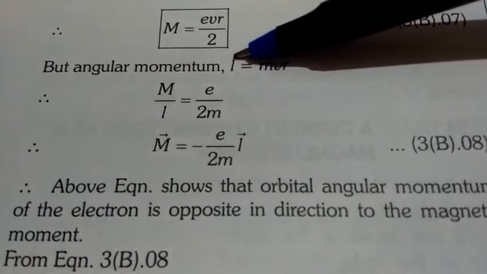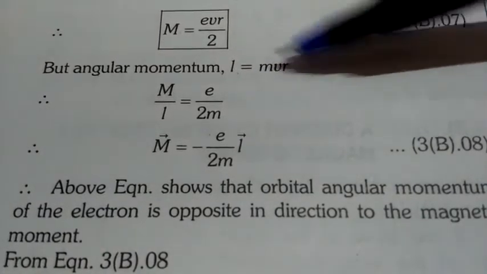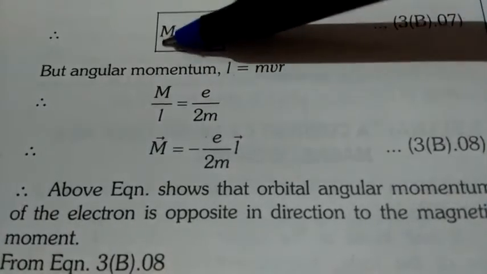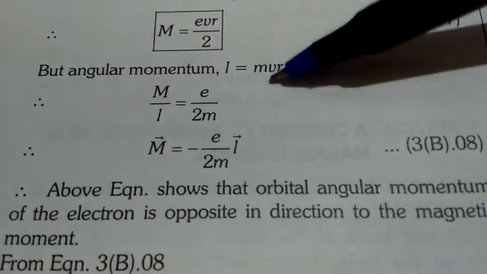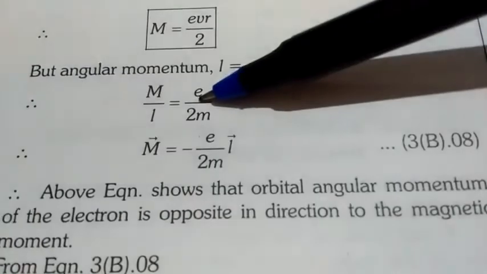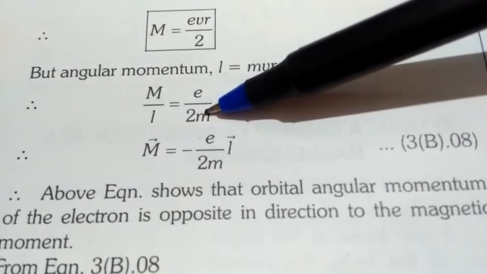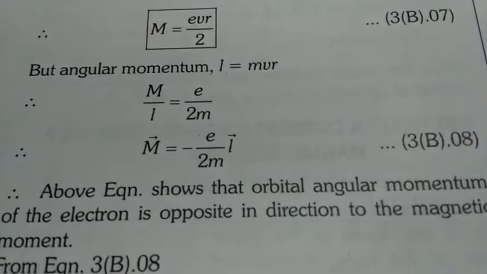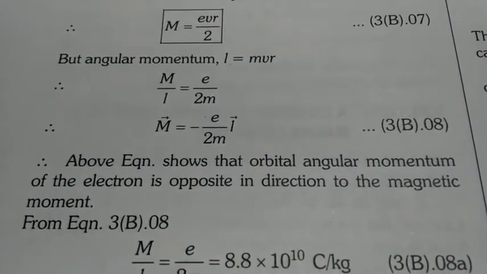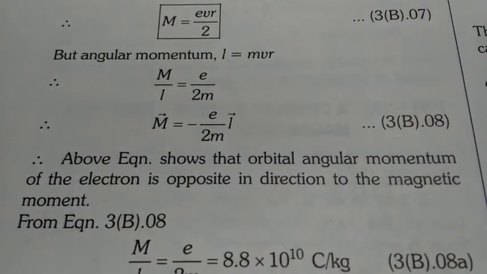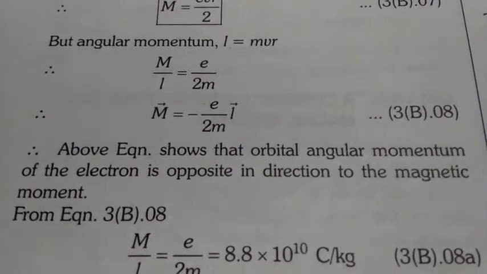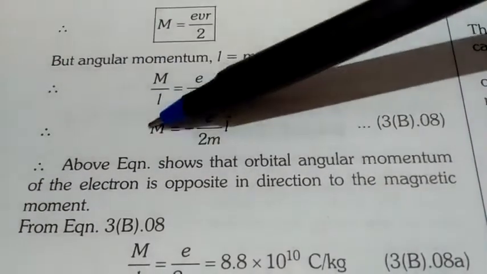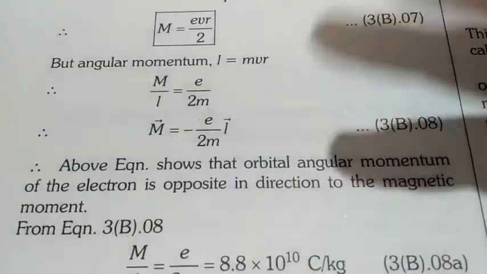Then we also know that the angular momentum L equals m v r. So M upon L equals e upon 2m. If we divide this side by L, this side will be divided by m v r. v and r get cancelled and we get this equation, e upon 2m. So M equals minus e upon 2m into L. The above equation shows that the orbital angular momentum of the electron is opposite in direction to the magnetic moment. You can see the minus sign here. Why this minus sign? Because the directions of M and L are opposite to each other.